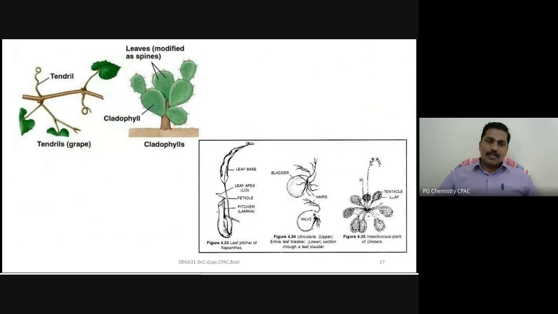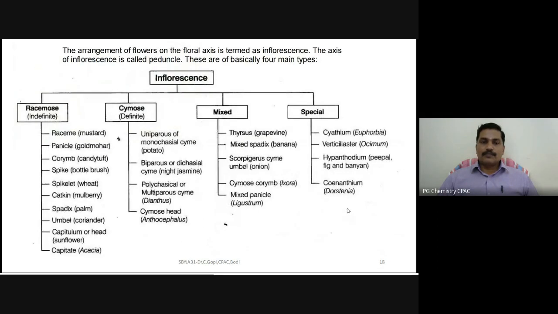So this is leaf modification. Sometimes the leaves are modified as cladodes and tendrils like this. Sometimes the leaves are modified as a pitcher, as in insectivorous plants, like Nepenthes, Utricularia, Drosera, and that is what leaves do.